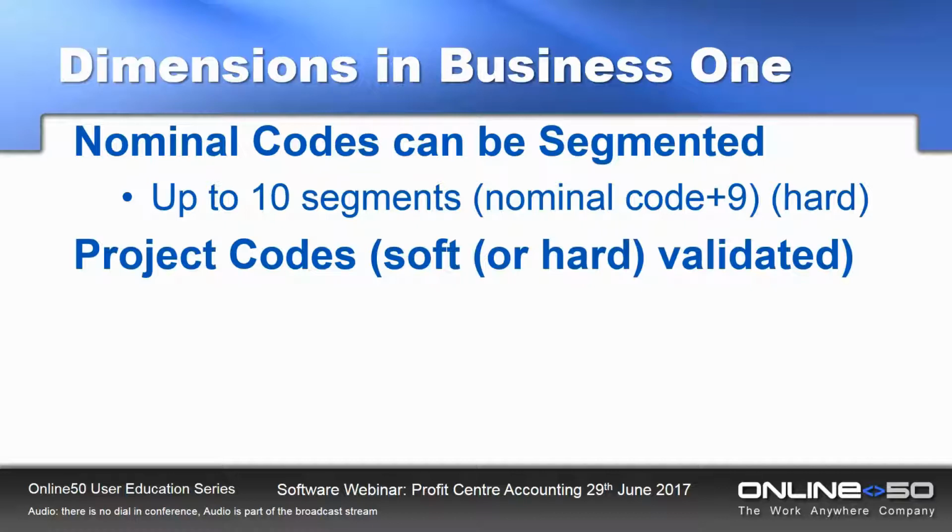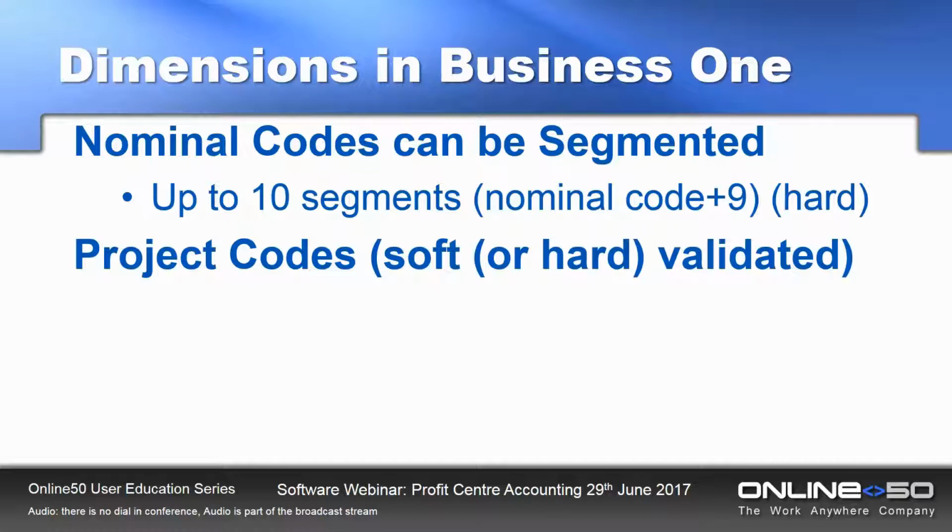Often, as I said earlier, you don't need to do a complete breakdown of all nominal codes, but there are going to be certain nominal codes that you do want to get the analysis for, and often those are going to be the sales codes and the direct cost codes, giving you proper margin contributions by each of those analysis tags, project codes we're talking about here.